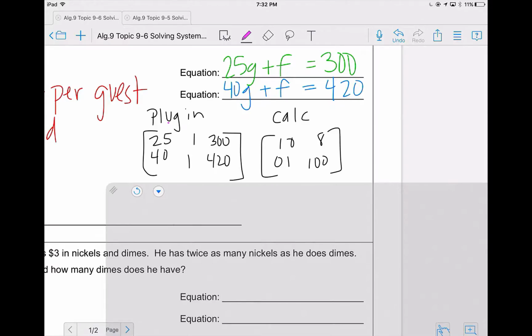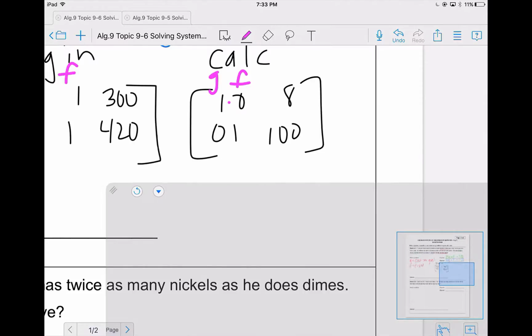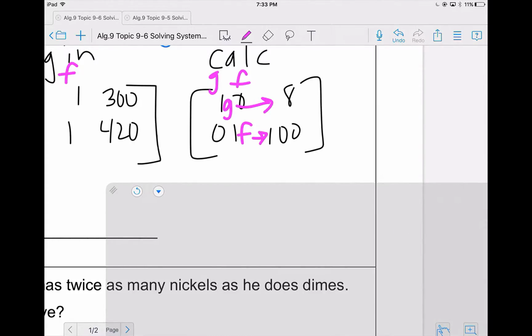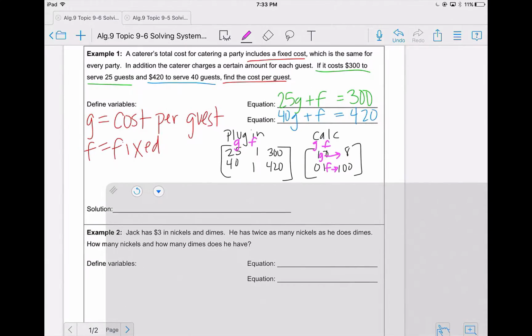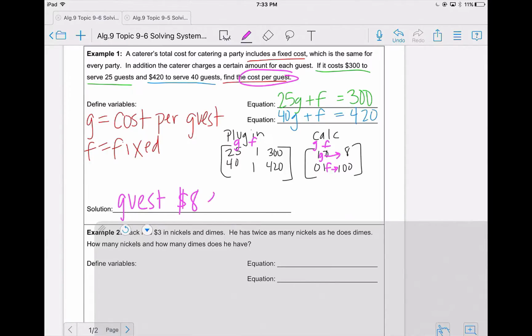Remember that your variables go in the same way. So wherever you see the G or the 1, my guess is $8, my fixed cost is $100. They asked you specifically for the cost per guest. So with word problems, we don't write it as a solution. We say the guests are $8 each.